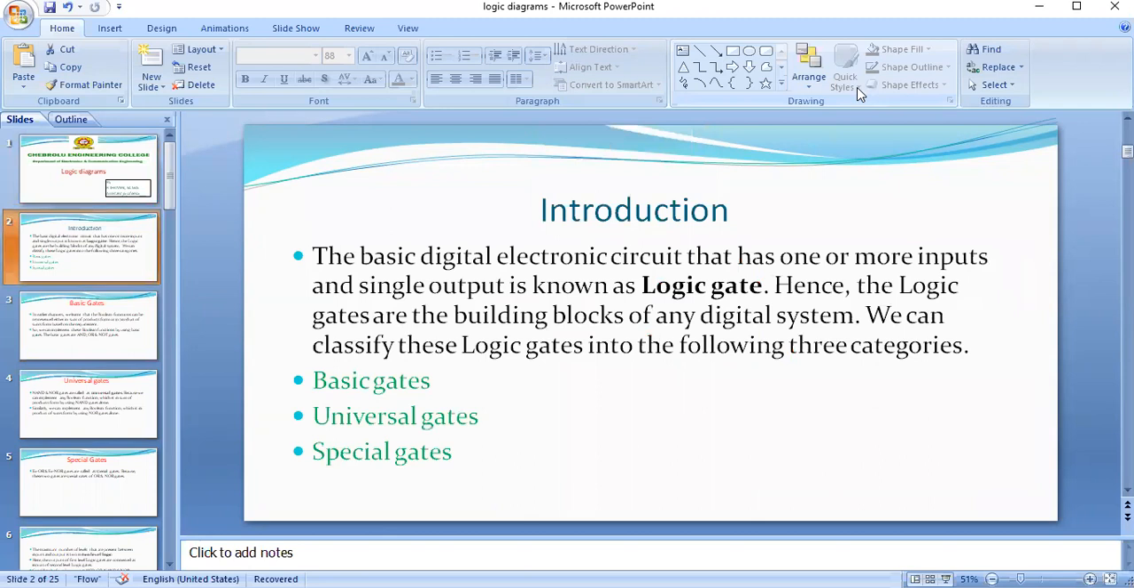First one, introduction. So what is a logic gate? If you want to design a digital circuit, the logic gates are the main building blocks. These logic gates are classified into three types: basic gates, universal gates, and special gates.